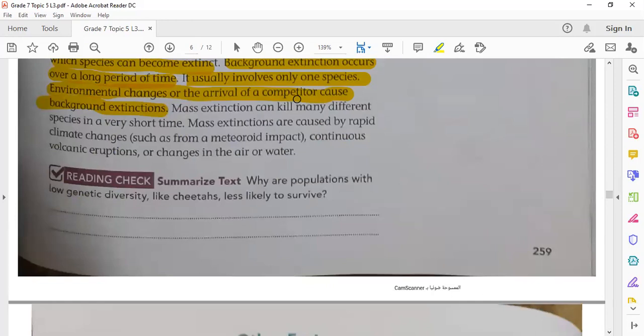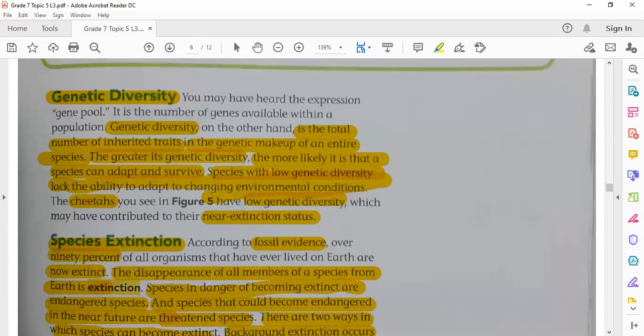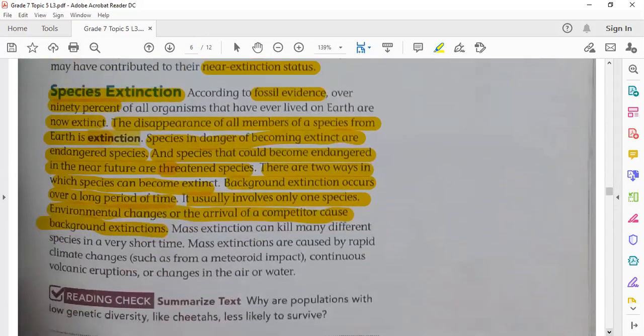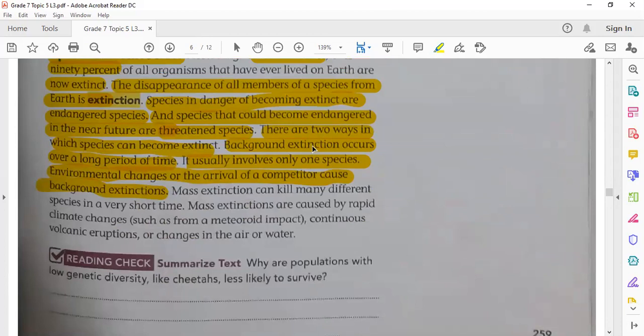Go ahead, speak. Okay, you didn't tell us two ways. You only told us one. Yes, the first one is what? Background extinction. The second one is mass extinction.